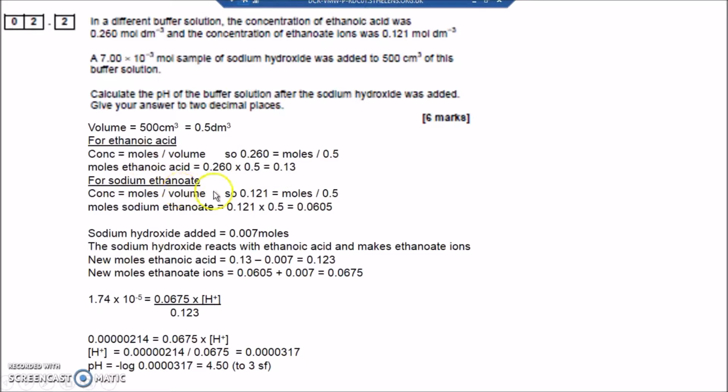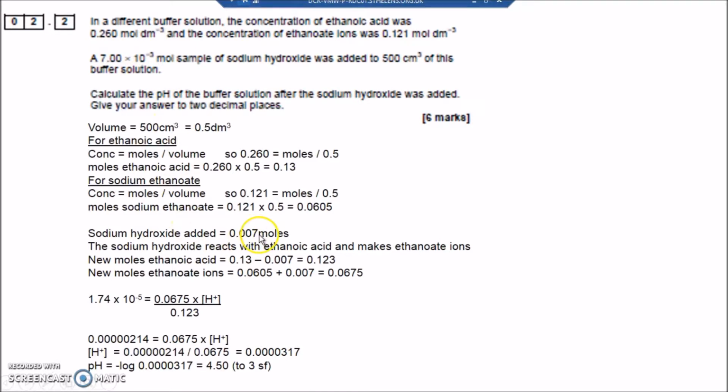I've done the same for sodium ethanoate, so concentration 0.121 is the number of moles divided by the volume, which is the same volume because it's the same solution, 500 centimetre cubed or 0.5. 0.121 times 0.5 is 0.0605. So I've got the number of moles of each of them in this buffer solution. I've added some sodium hydroxide, and it's given me the number of moles, 0.007 moles.